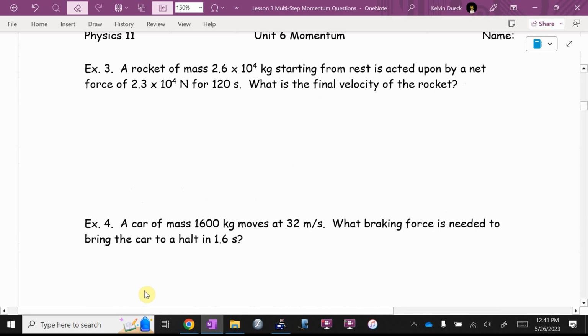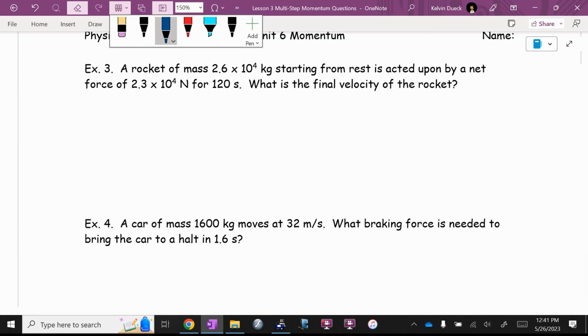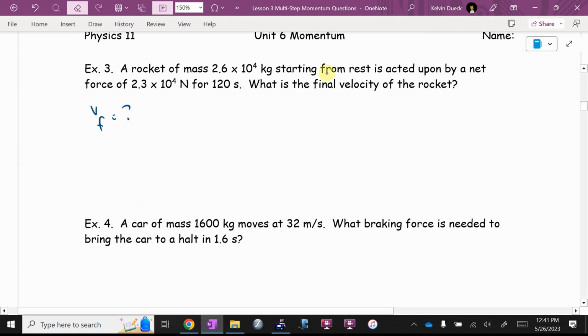Example 3. Nathan, what are they asking me to find in example 3? Okay, look up. Don't write this down, but look up. I have no problem, Nathan, if you go VF equals question mark, from rest so VI equals 0, T equals 120. Because they gave you a force and a mass, you can find the acceleration: F equals MA, get the A by itself, and then you can go VF equals VI plus AT. Totally doable, and I'll give you full credit.